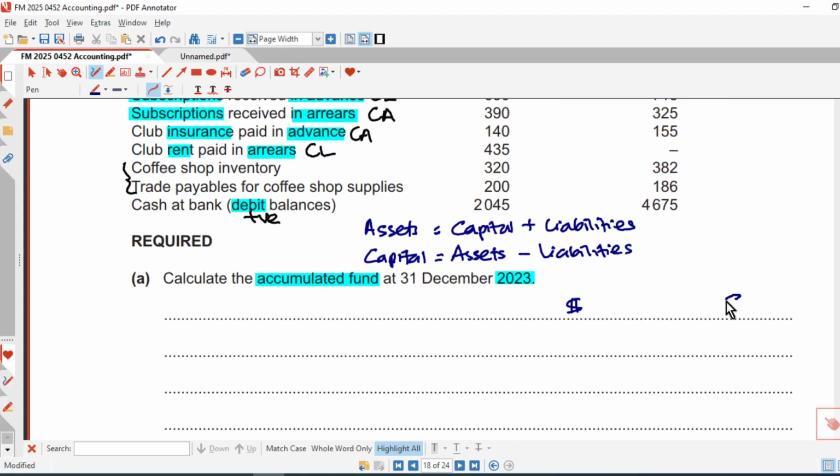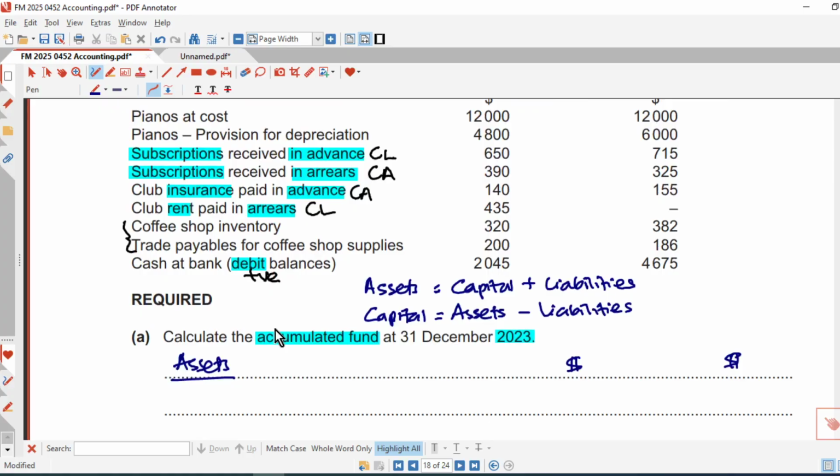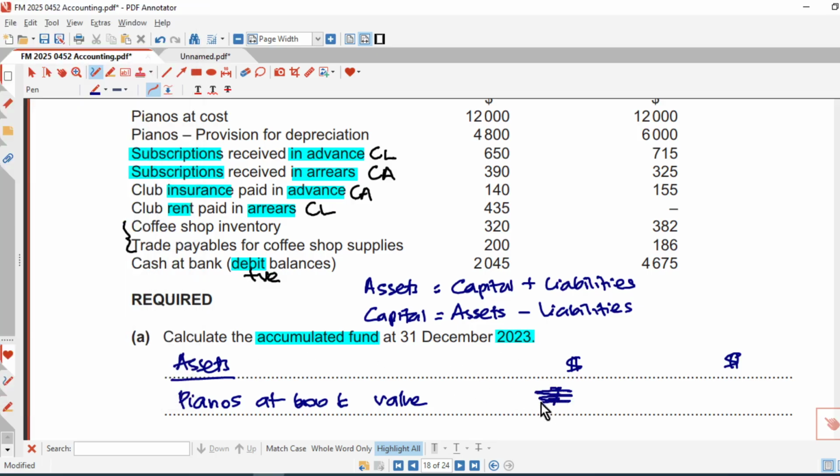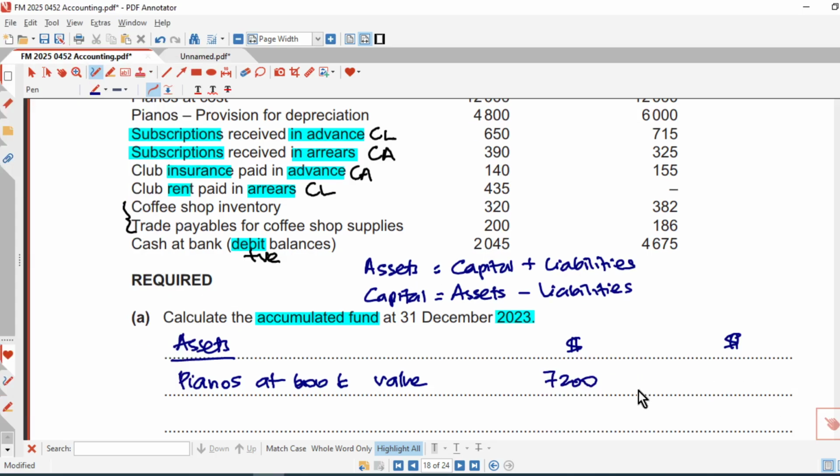So I'm going to put two columns here, and I'm going to start with assets, right? All the assets that I have. First off, I have my pianos. So I can straight away put pianos at book value. I don't need to do double rows for that. I don't have to put pianos at cost and put another row for provision for depreciation. I could just sum it up into one. So pianos at book value gives me $7,200. Now I put it in the left column, because I'm going to do a subtotal on the right.